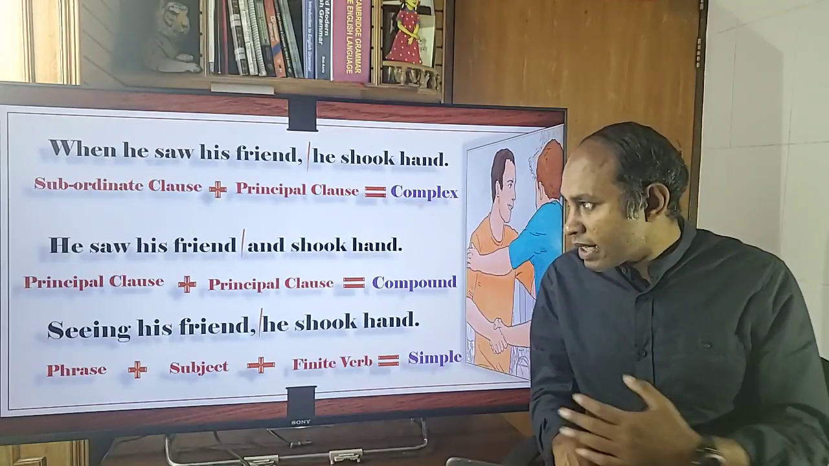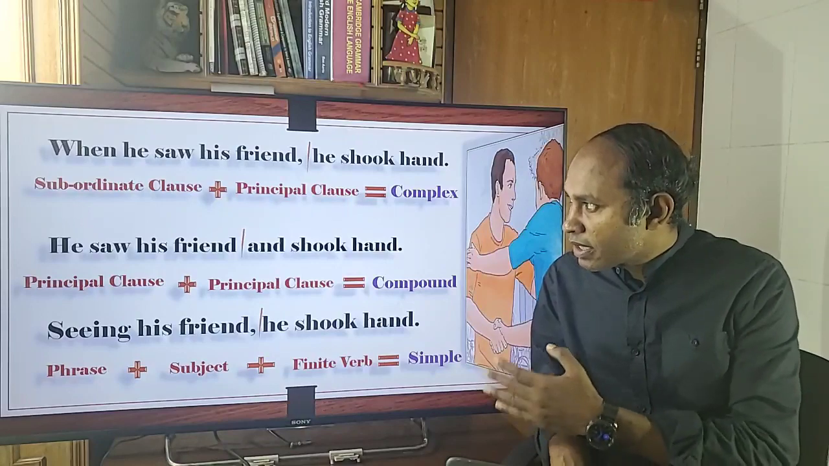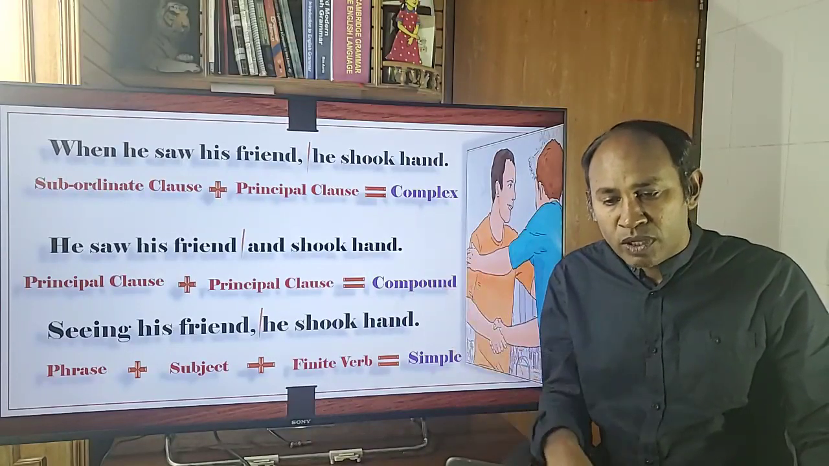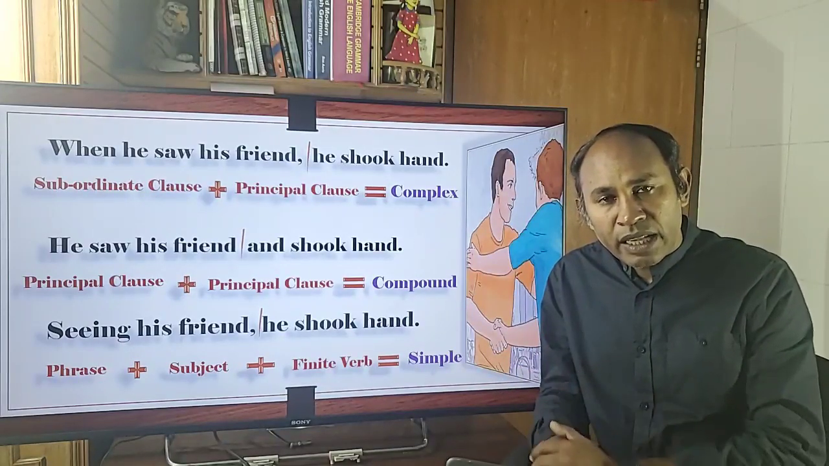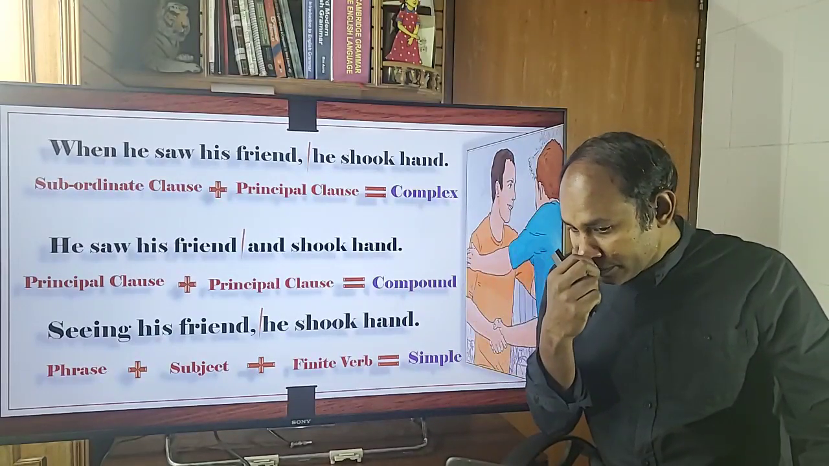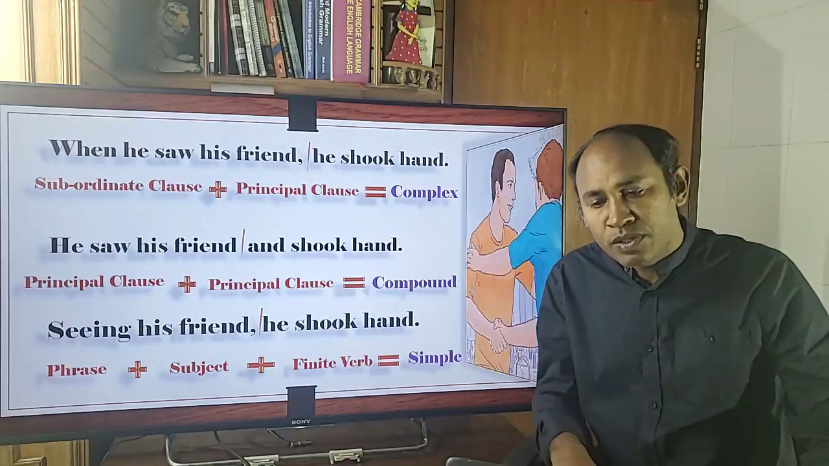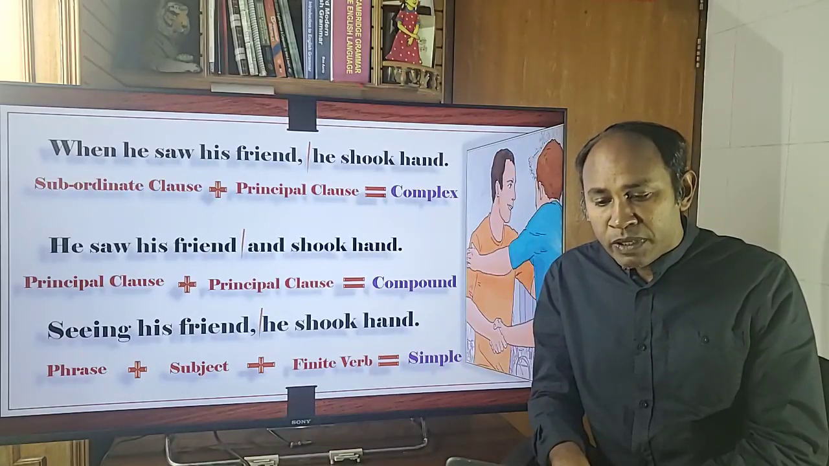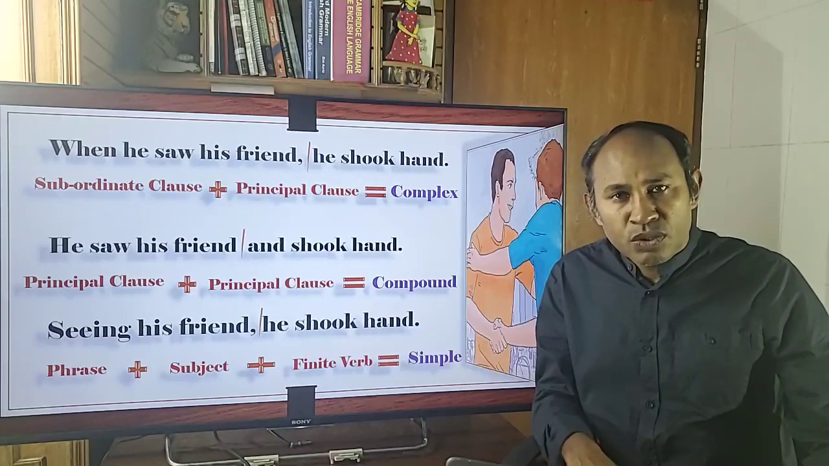Okay, so let's start our class from this part of the lesson. Here you see there are three sentences written on the screen: one is simple, another is complex, and another is compound. I want to explain how we make a complex, a compound, and a simple sentence. Look at the first one: When he saw his friend, he shook hands. It is a complex sentence because it has one principal clause and one subordinate clause. The sentence which has one principal clause and one subordinate clause is called a complex sentence.